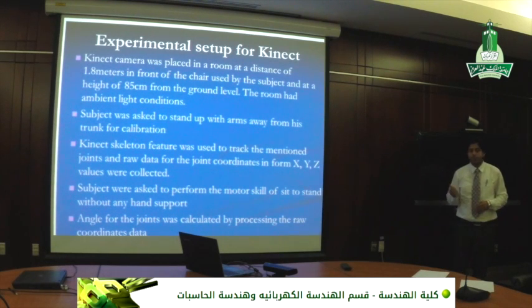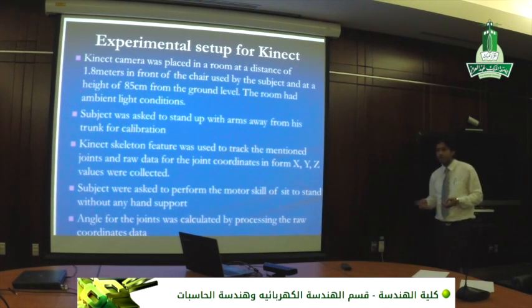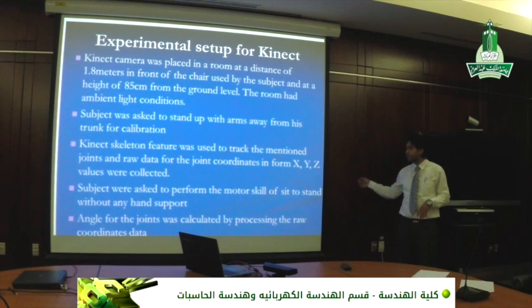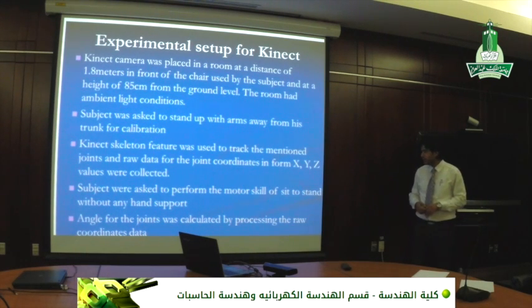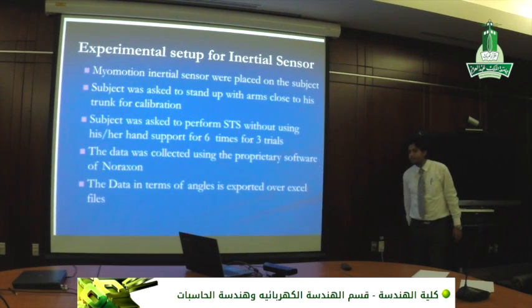The Kinect skeleton feature was used to track the mentioned joints, and raw data for the joints were calculated in terms of x, y, and z coordinates. Angles for the joints were calculated by crossing the raw coordinates that we derived from the Kinect.